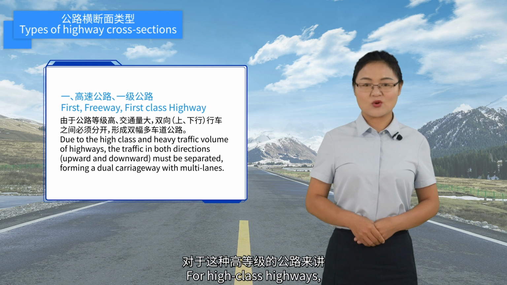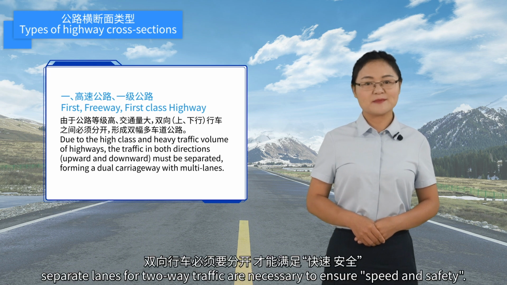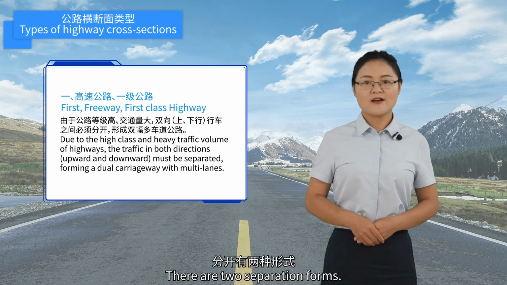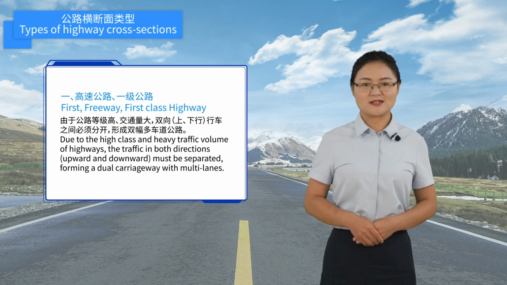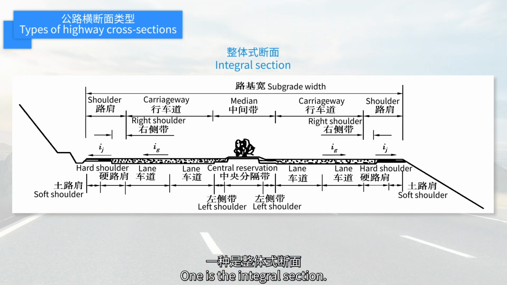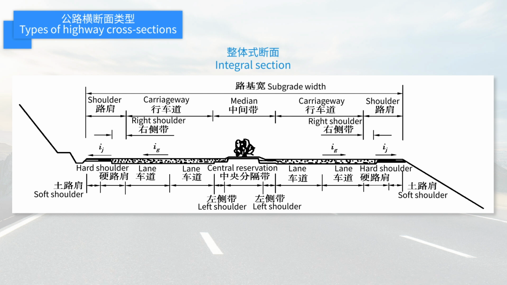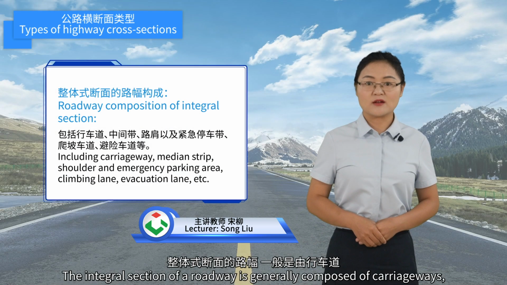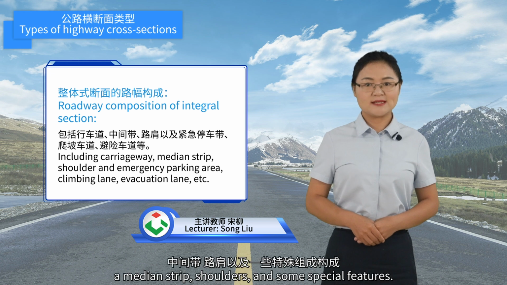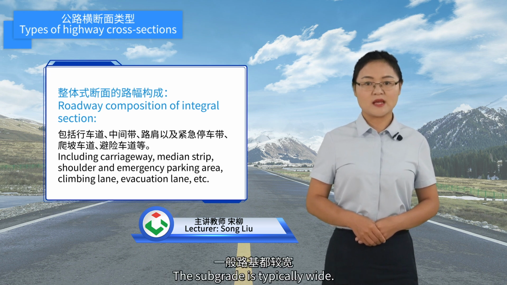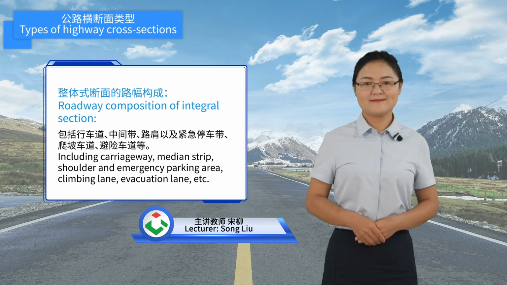For high-class highways, separate lanes for two-way traffic are necessary to ensure speed and safety. There are 2 separation forms. One is the integral section. The left and right lanes are divided by a median strip but are not physically separated. The integral section of a roadway is generally composed of carriageways, a median strip, shoulders, and some special features. The subgrade is typically wide.